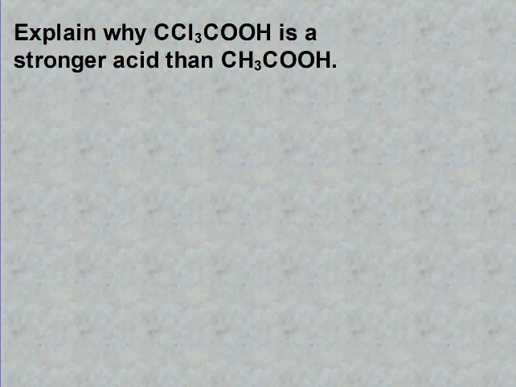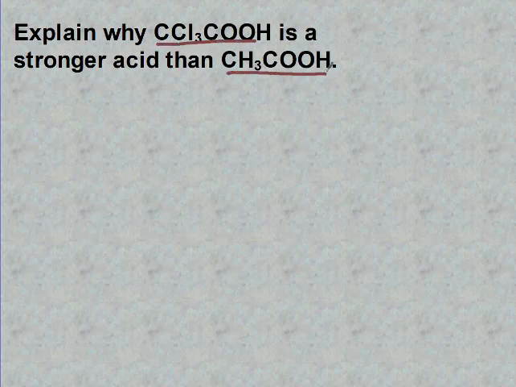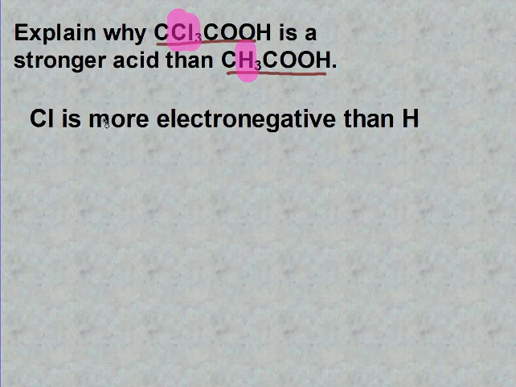You may see multiple choice questions where you just have to determine which acid is stronger. You may also have to explain. So in this problem, first we need to look and see what's different about these two acids. The only thing that's different is this one has 3 chlorines while this one has 3 hydrogens. We know that chlorine is more electronegative than hydrogen. So that's the first thing that we should be stating, because the only difference has to do with hydrogen and chlorine.